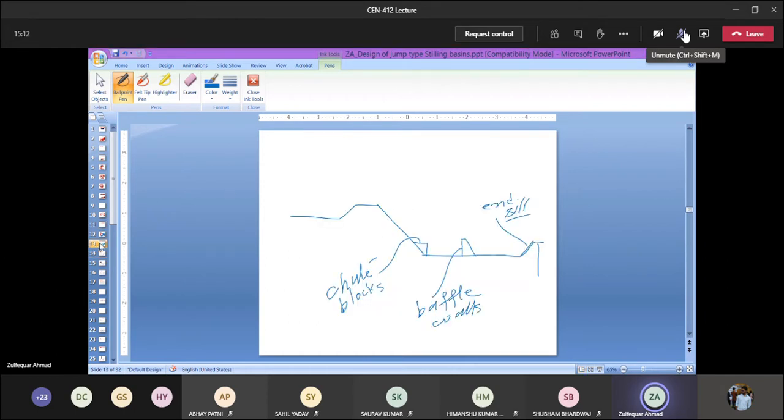Actually, this work was done by Peterka. Peterka did extensive study on this hydraulic jump. There is a manual of Peterka on the hydraulic jump, and he came out with various types of the Stirling basin, numbering them 1, 2, 3, like that. So in that series we have some of the hydraulic jump types, and that's why this is starting with 4.